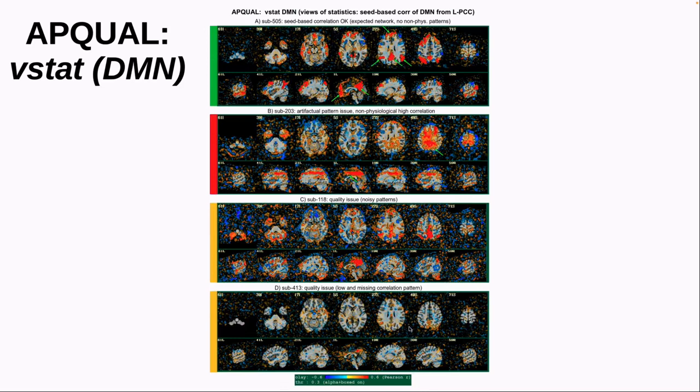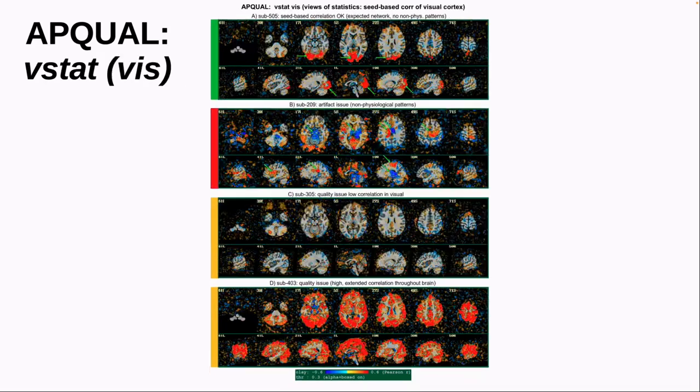Here's very low correlation. So you can have very high correlation, and you can have very low correlations. Here, almost nothing seemed to be correlated. That might be a sign that the subject is asleep. So there are considerations of all these different things.